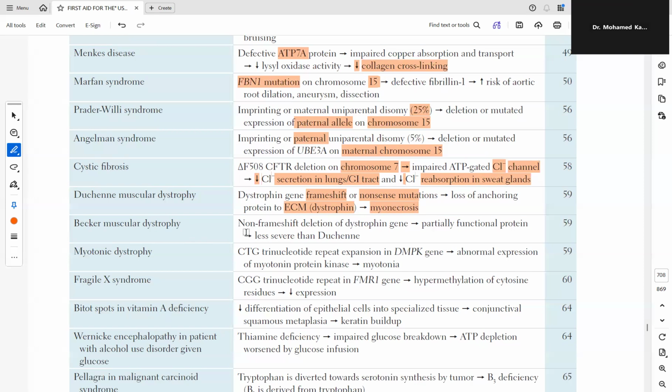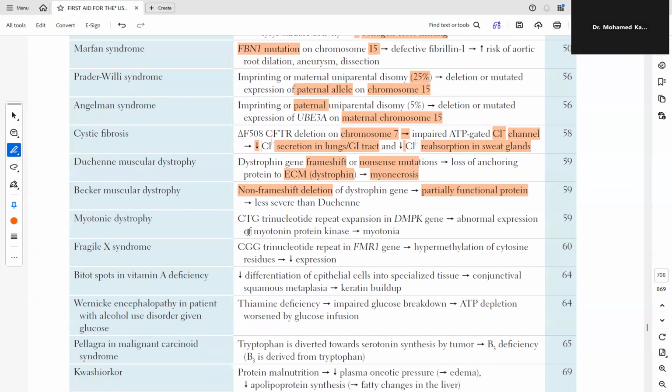Becker muscular dystrophy is a non-frame shift deletion. So Duchenne is a frame shift deletion. This is a non-frame shift deletion of the dystrophin gene, giving a partially functioning protein. That's why they live longer and have fewer complications, less severe than Duchenne.